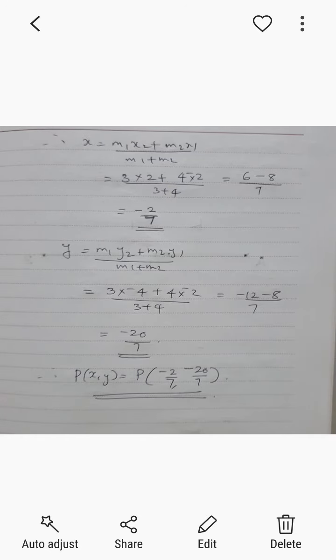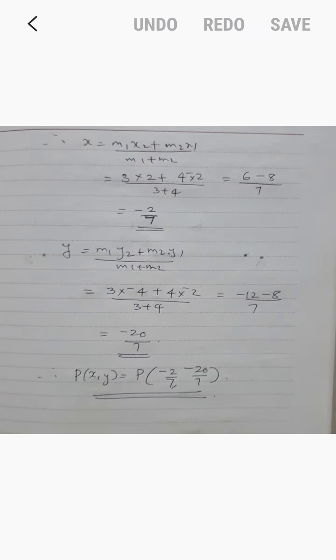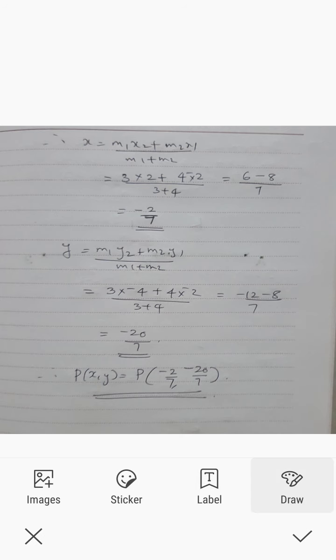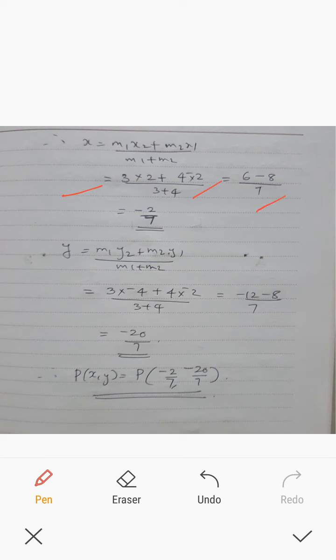How is that? The x coordinate equal to (m1 x2 plus m2 x1) divided by (m1 plus m2). Substituting all this, (3 into 2 plus 4 into minus 2) by (3 plus 4), (6 minus 8) by 7, minus 2 by 7. Then y is (m1 y2 plus m2 y1) by (m1 plus m2). (3 into minus 4 plus 4 into minus 2) by (3 plus 4), (minus 12 minus 8) by 7, minus 20 by 7. So the coordinates of the point of division P are minus 2 by 7, minus 20 by 7.